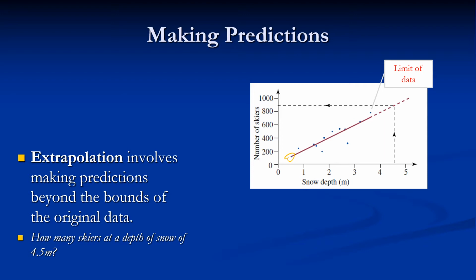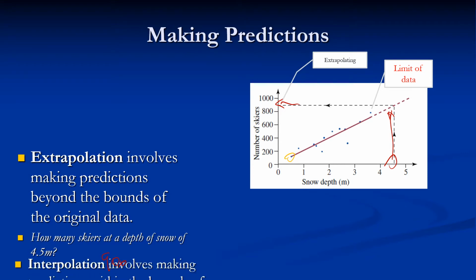This would require you to put in your line of best fit and then extend that line of best fit beyond the bounds of the data. You may have to extend your graph here, and then you'd draw that line up from your x-axis and read across to your y-axis, and so you would say about 900. And that would be called extrapolating.